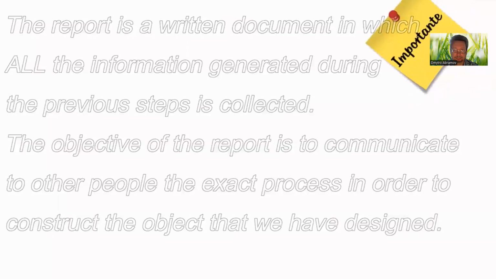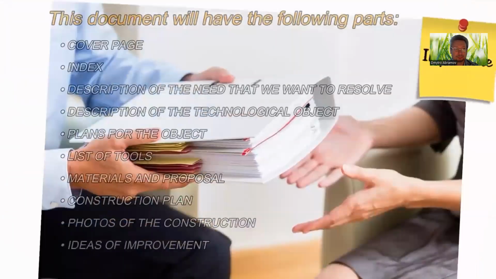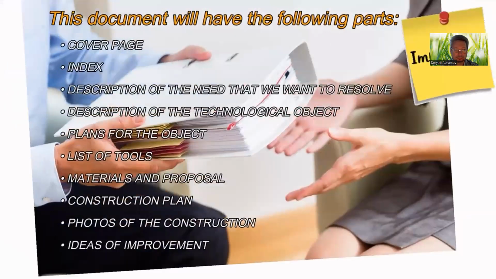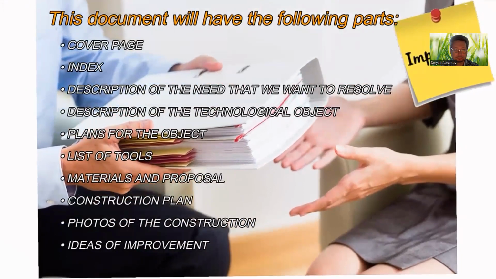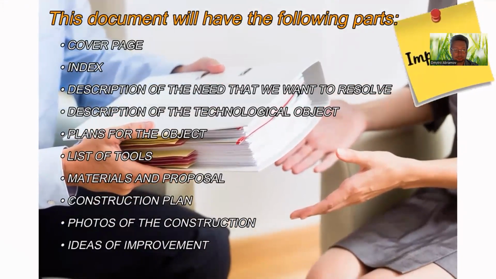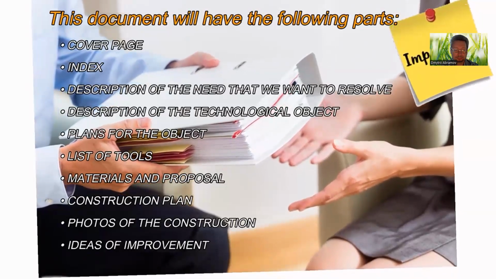This document will have the following parts: a cover page, an index, a description of the need that we want to resolve, a description of the technological object, plans for the object, a list of tools, a list of materials and proposal, a construction plan, photos of the construction, and ideas of improvement.